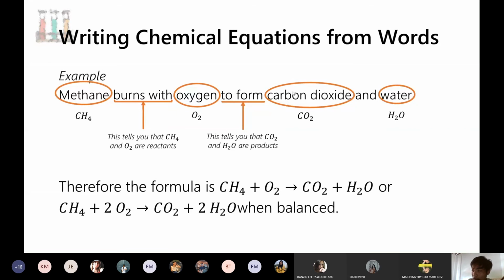Pero wag niyo ilagay yung buong question, ha. That's cheating na. Yung pwede mo lang gawin is kunwari, ano ba yung methane?